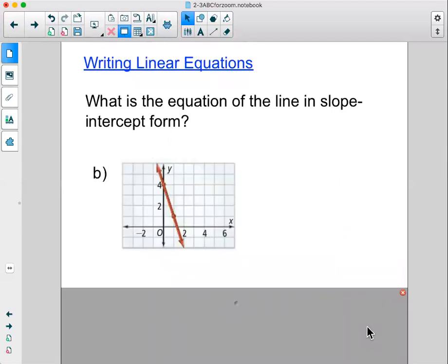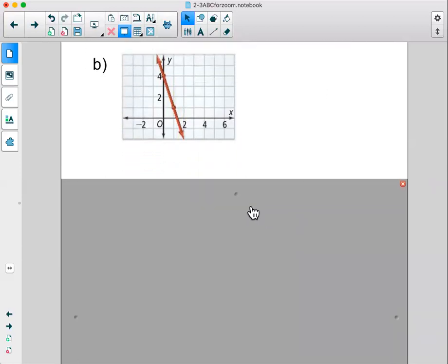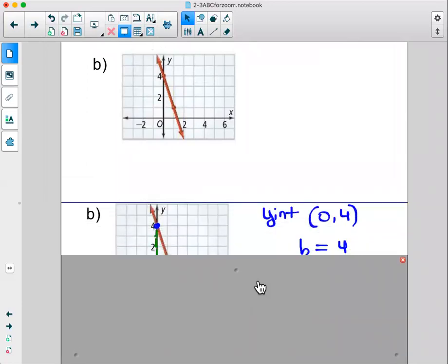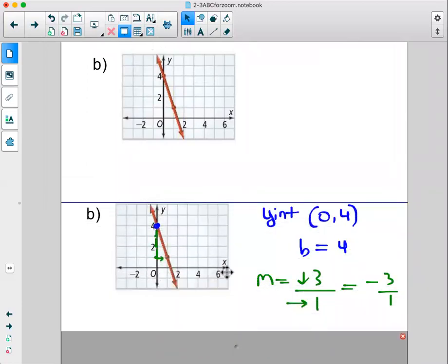We could also find the equation of the line if we're given a graph. The first thing we could do is figure out what b is by looking at the graph. By looking at the graph, we can see that 0, 4 is our y-intercept, so b has to be 4. And now we can compare, how do I get from point to point? Well, to get from that point, the y-intercept, to this point right here, I would go down 3, 1, 2, 3, and to the right, 1, 1.